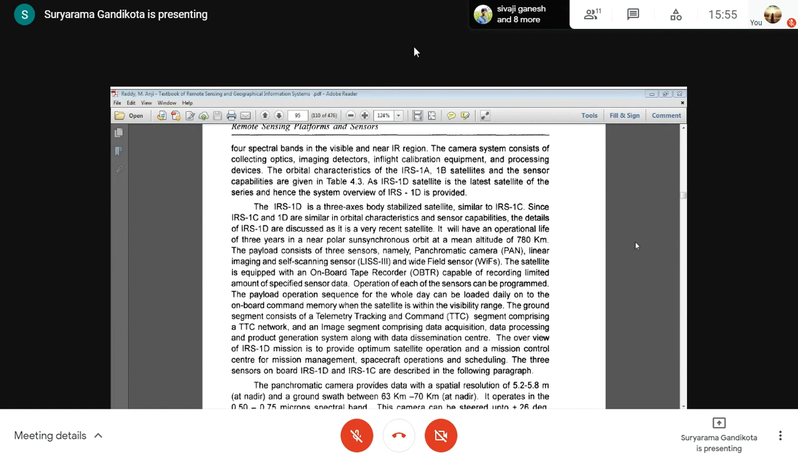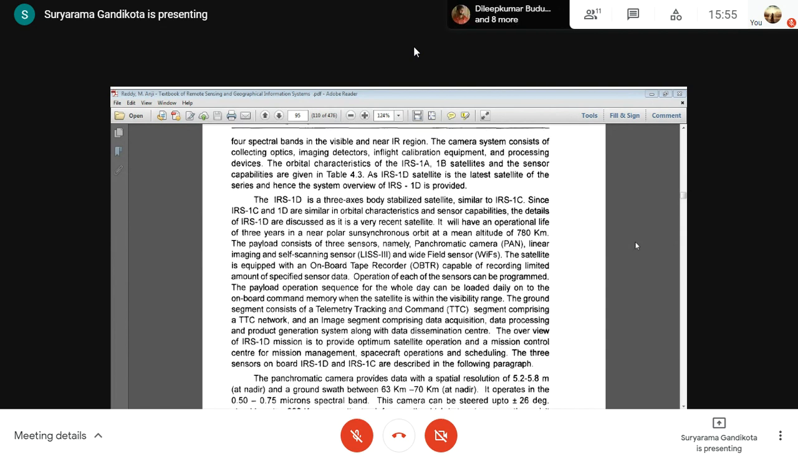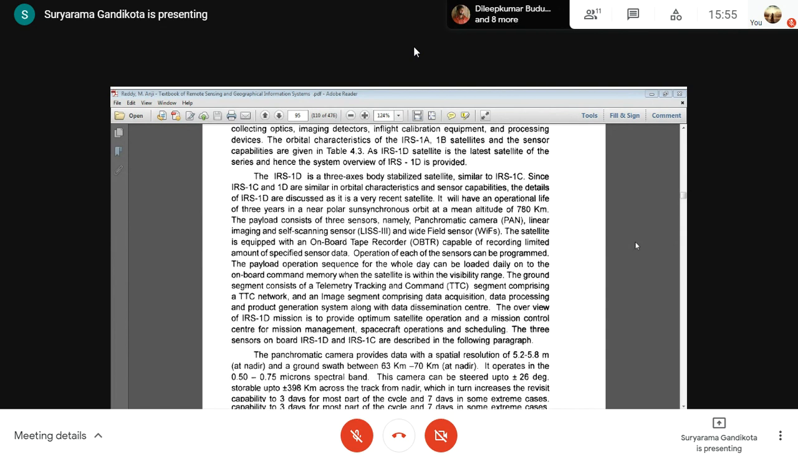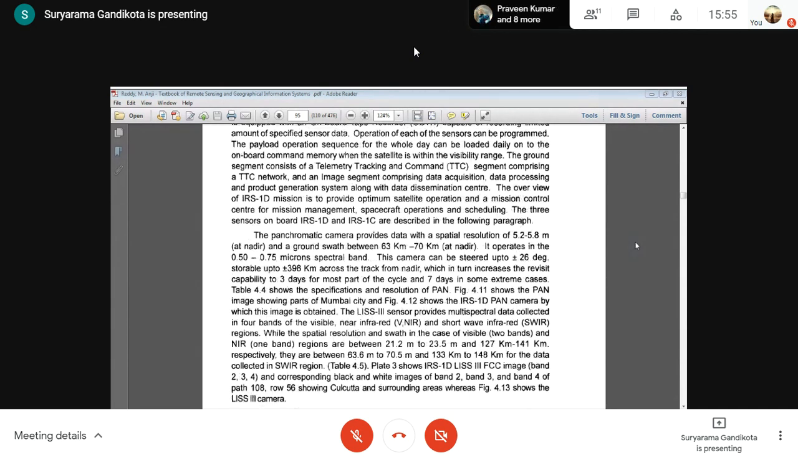These sensors onboard are used for the following. The panchromatic camera provides data with a spatial resolution of 5.2 to 5.8 meters and a ground swath between 60 to 70 kilometers. It operates in the 0.5 to 0.75 micron spectrum.